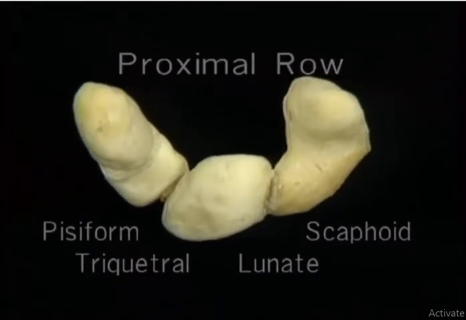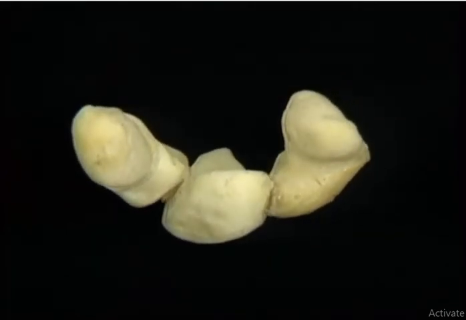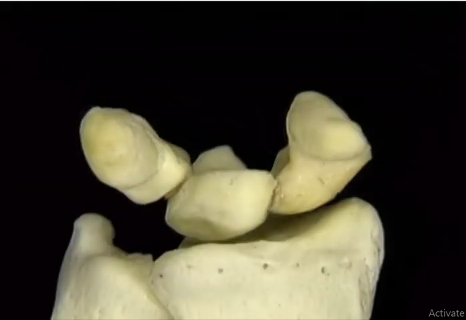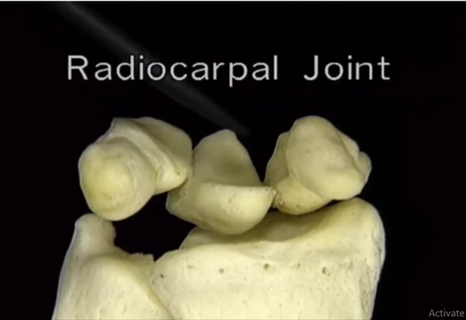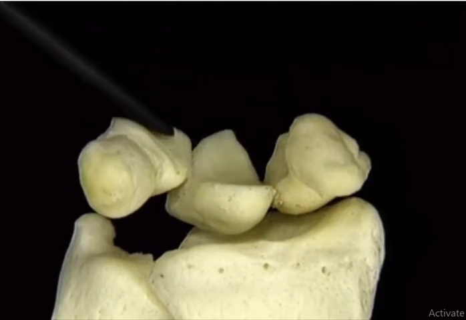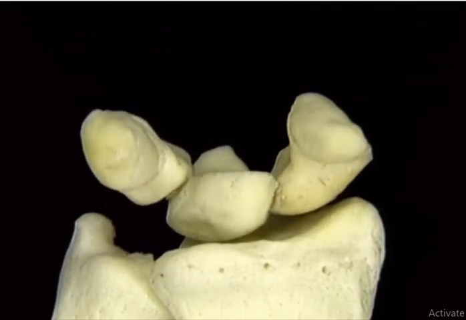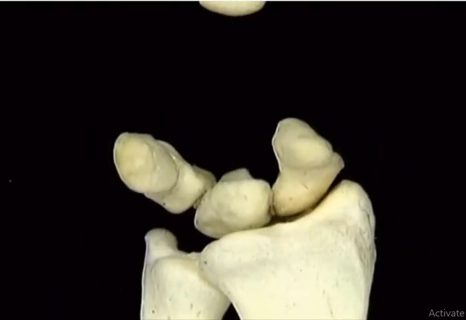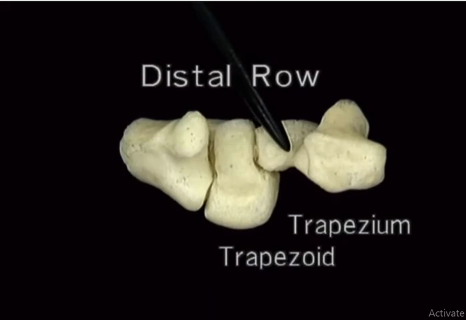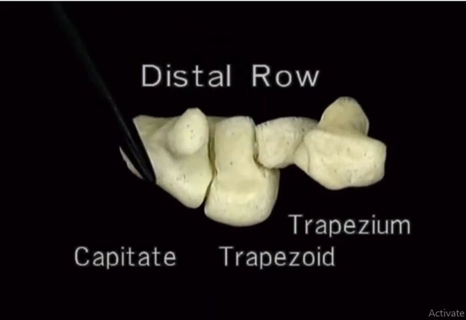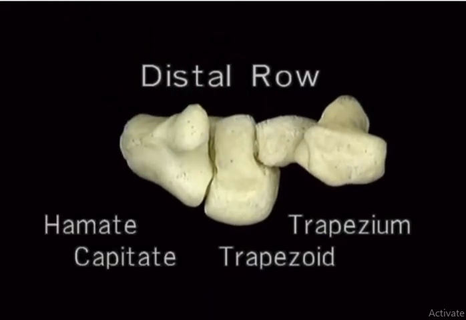itself on the triquetral. The scaphoid, the lunate, and part of the triquetral articulate with the distal end of the radius to form the radiocarpal joint. The distal surface of the proximal row forms a deeply concave notch which the bones of the distal row fit into. The bones of the distal row are the trapezium, the trapezoid, the capitate, and the hamate.